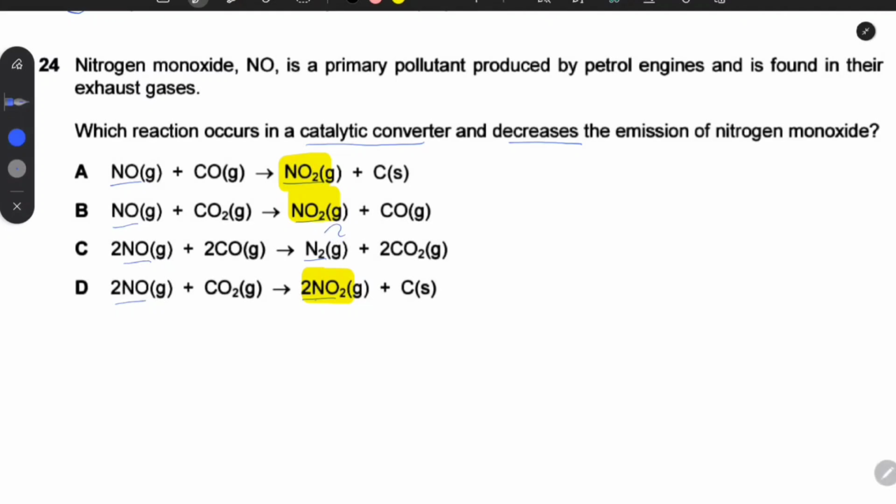So nitrogen is the only product which is not harmful. So we want to convert nitrogen monoxide into nitrogen. So nitrogen monoxide will be reduced to nitrogen, and the carbon monoxide will act as a reducing agent. So it is a reducing agent, so obviously it will oxidize itself, and it will convert itself into carbon dioxide. So option C is the only correct option.